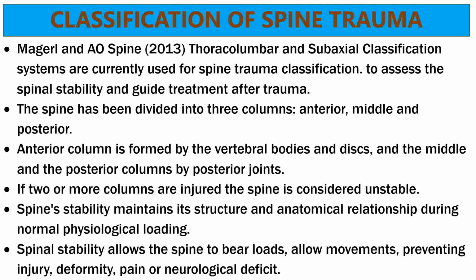Classification of spine trauma. The Magerl and AO Spine thoracolumbar and subaxial classification systems are currently used for spine trauma classification. It is based on the mechanism of injury and is used to assess the spinal stability after trauma. The spine has been divided into three columns: anterior column, middle column, and posterior column. The anterior column is formed by the vertebral bodies and discs, and the middle and the posterior columns by posterior joints. If two or more columns are injured, the spine is considered unstable.